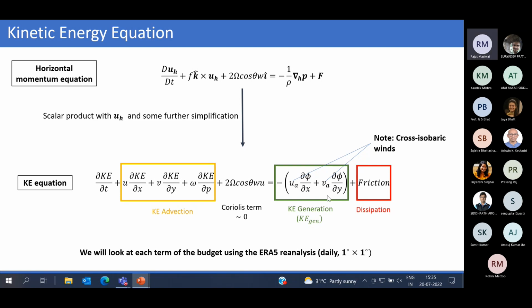And the fourth term, which is the scalar product of cross-isobaric horizontal winds and the geopotential gradient, is the actual source term of kinetic energy. This just says that only the cross-isobaric flow does work and produces kinetic energy. And the last term is the friction term, which is calculated as the residue of this equation. So we will look at each of these terms in the budget in ERA5 reanalysis on a daily time scale and 1 degree by 1 degree horizontal resolution.